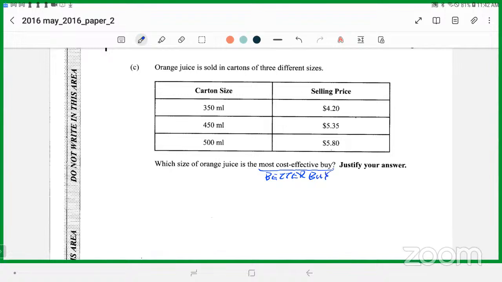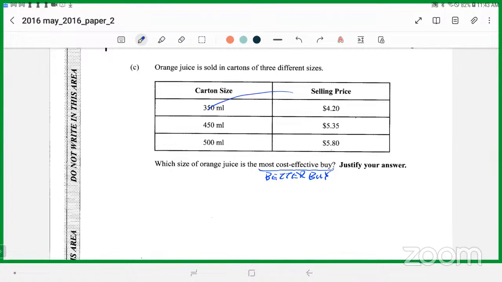And as I said, this can be done two ways. You can work out how much of the juice you're getting for $1, or you can work it out the other way and say how much are you paying for 1 milliliter, because the juice is in milliliters. If we're going to do the method where we say how much are we paying for 1 milliliter, you need to put the money on top of the fraction. The one that you're paying less for 1 milliliter is the better buy.